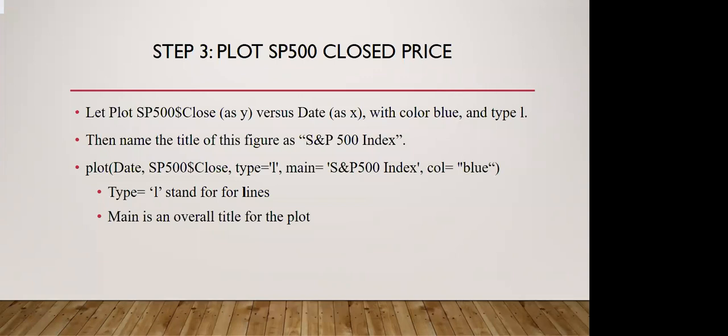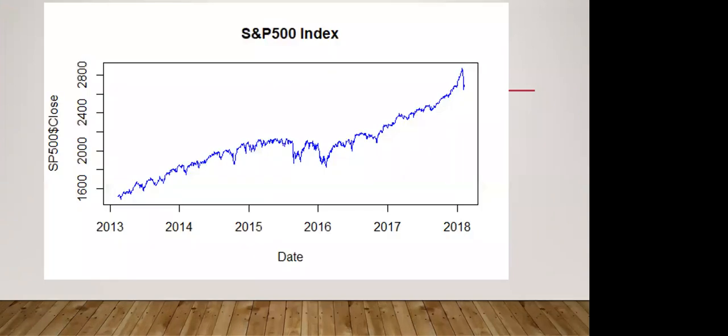The following is the image of how it looks when you run your code. So this is how it looks. We have our color, we have our x-axis, which is the dates, and then we have the y-axis, which is the close price, and our index is the S&P 500 index.